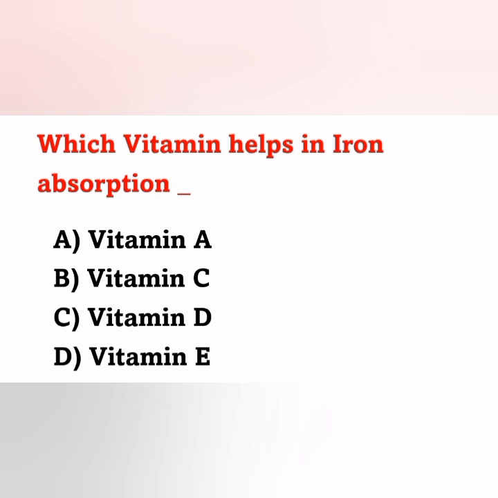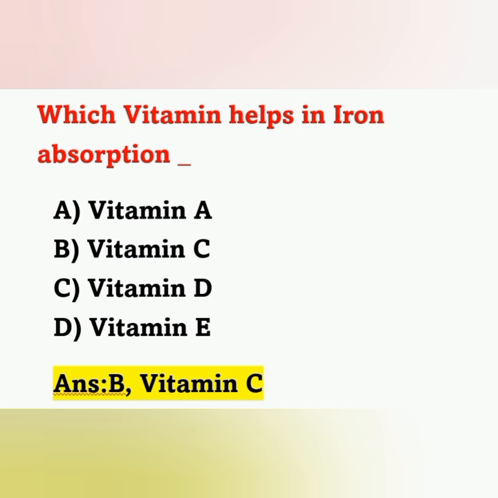And the next question, which vitamin helps in iron absorption? Options: Option A, vitamin A. Option B, vitamin C. Option C, vitamin D. Option D, vitamin E. The vitamin which helps in iron absorption is vitamin C. Vitamin C enhances iron absorption. So vitamin C helps iron absorption. Move on to the next question.